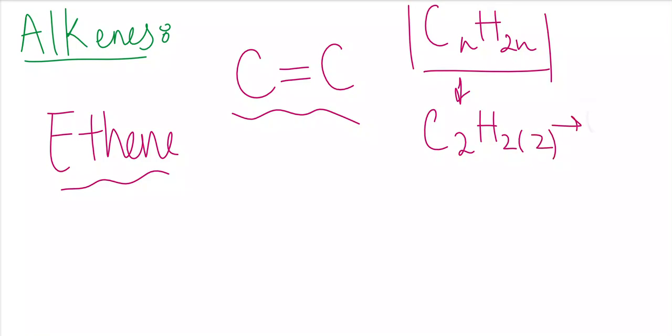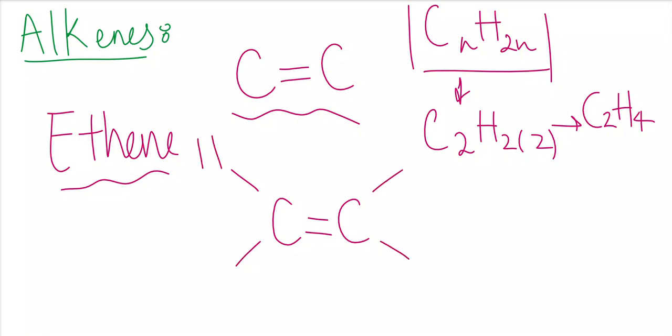So we have the formula, which is C2H4. This is the molecular formula for ethene. If we talk about the structural formula, that will be a carbon-carbon double bond, and we have a total of 4 hydrogen atoms placed here.